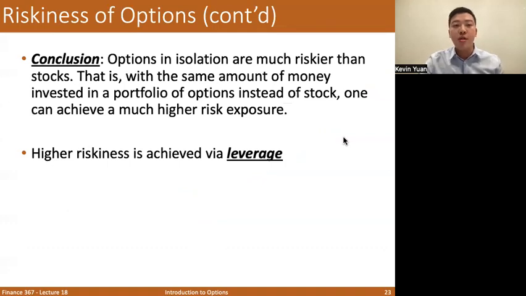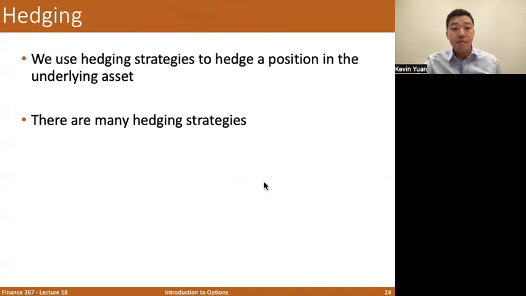Okay, so in conclusion, options in isolation could potentially be riskier than stocks. And we just talked about it, right? This is the leverage aspect of it, that there are going to be periods in which you lose 100% of your money, as shown by the points in which you're out of the money. In which case you're not going to exercise your call option and your portfolio is going to be worth 0.